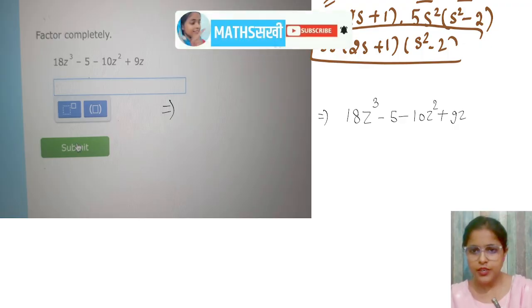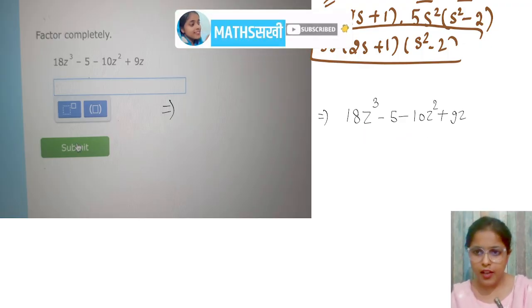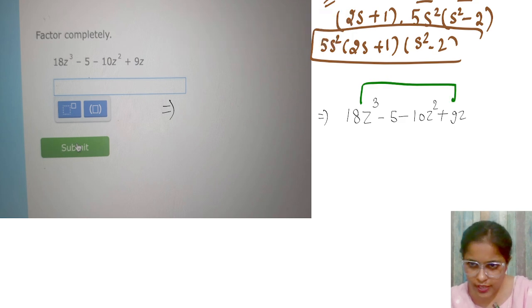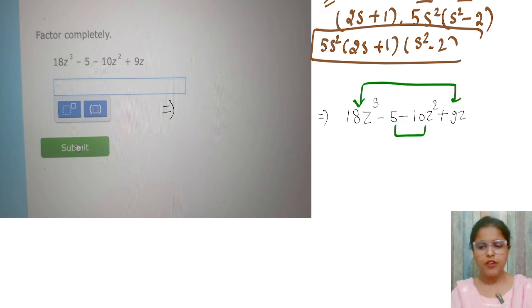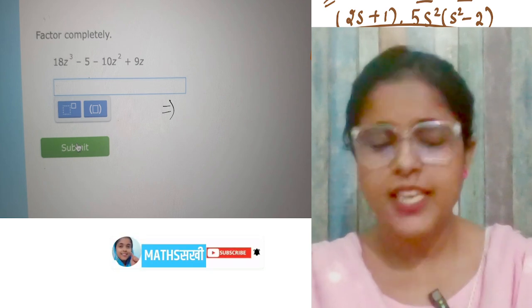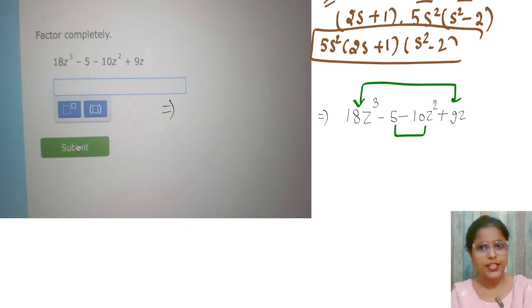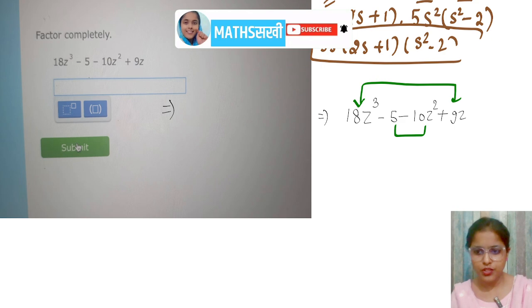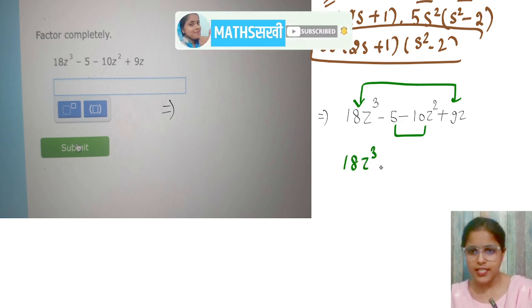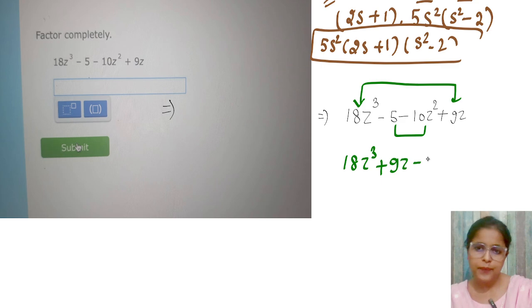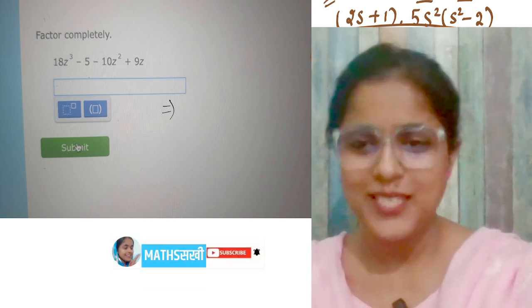In this, you will see that if I take the common, nothing is common. But some of the values are similar. See, 5 and 10, that means 5 times 2 is 10. 9 times 2 is 18. So this is what they actually want us to do. Here, I'm writing it together again: 18z cube plus 9z minus 5 minus 10z square.